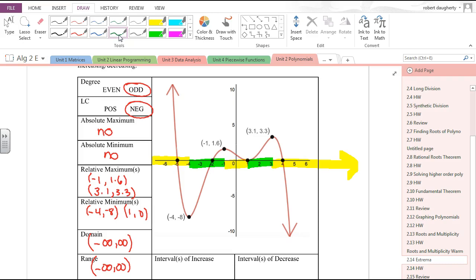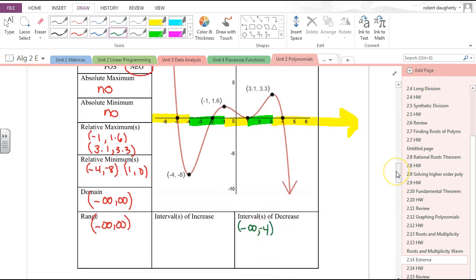What is this interval right here? It starts with -infinity to where? What's the X value? -4. Remember, I am only looking at what kind of values here? X values. I'm not looking at Y values. So it is decreasing from -infinity to -4. Then what does it start to do at -4? It starts to increase, and it will increase until it gets to the X value of what? -1.